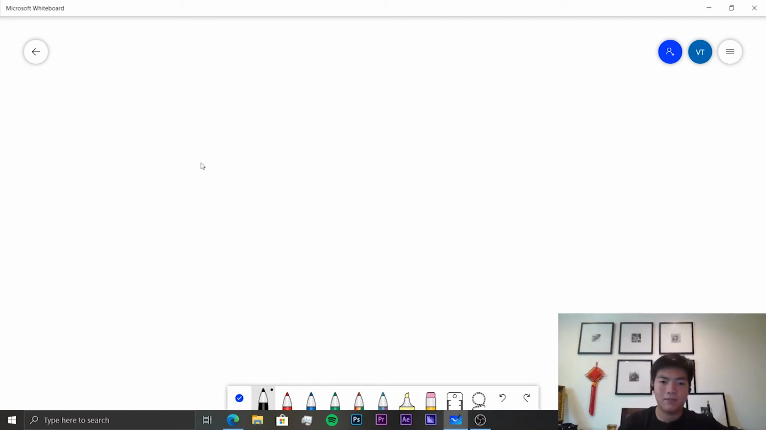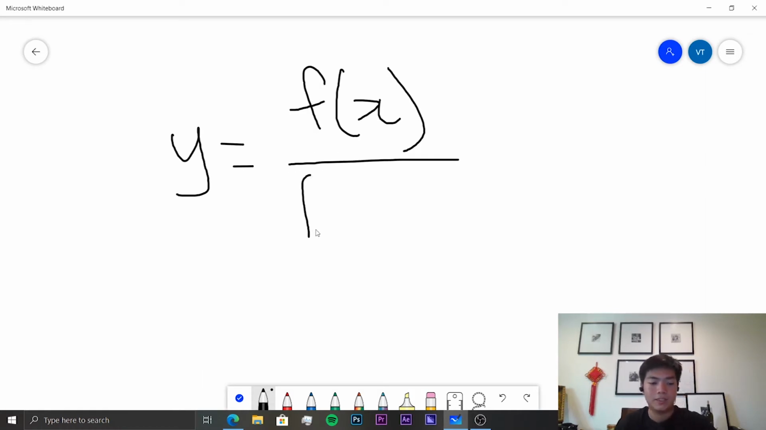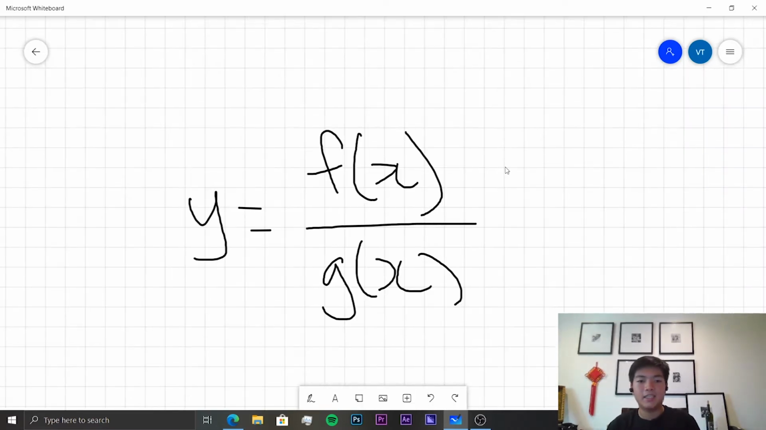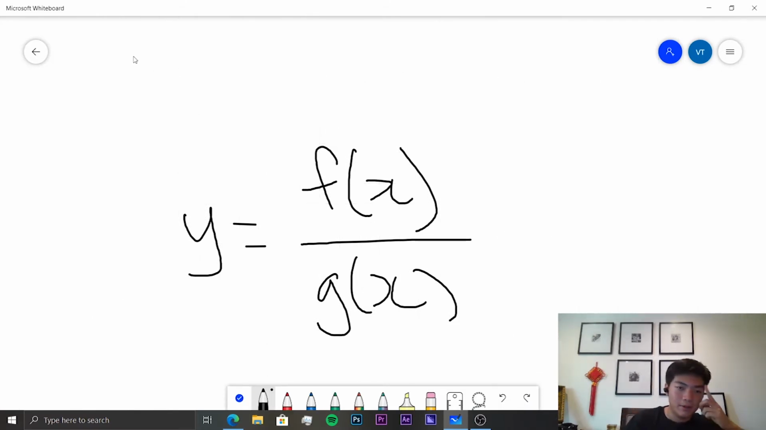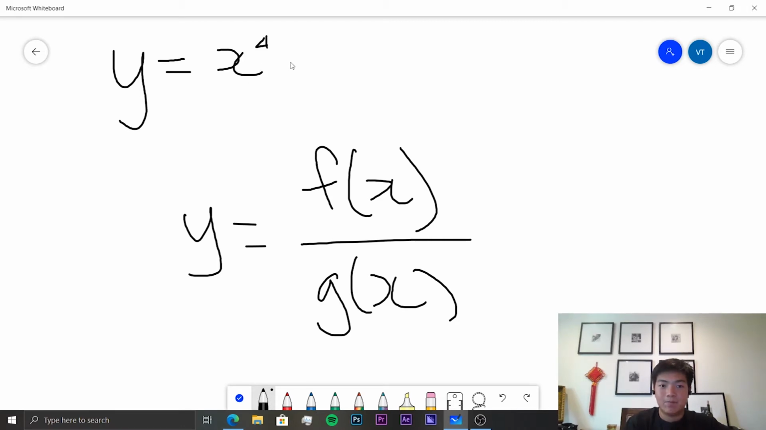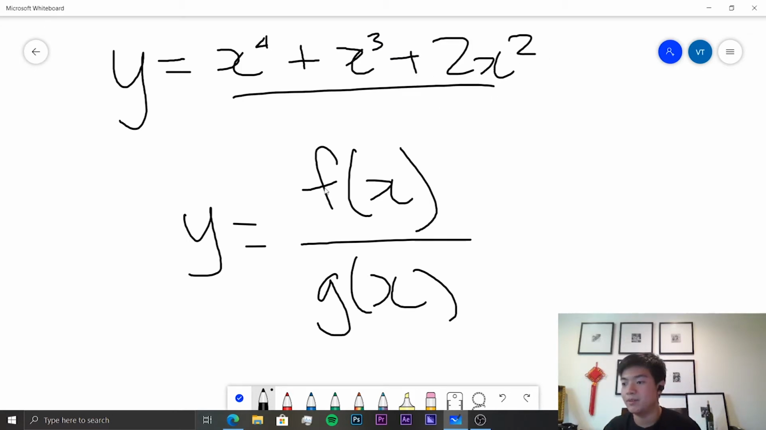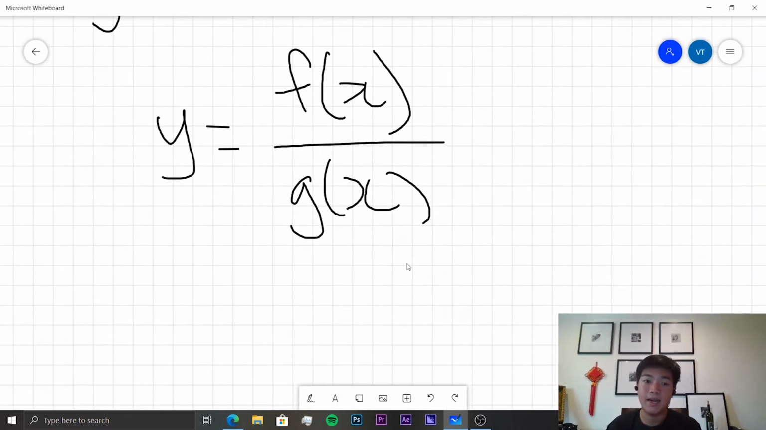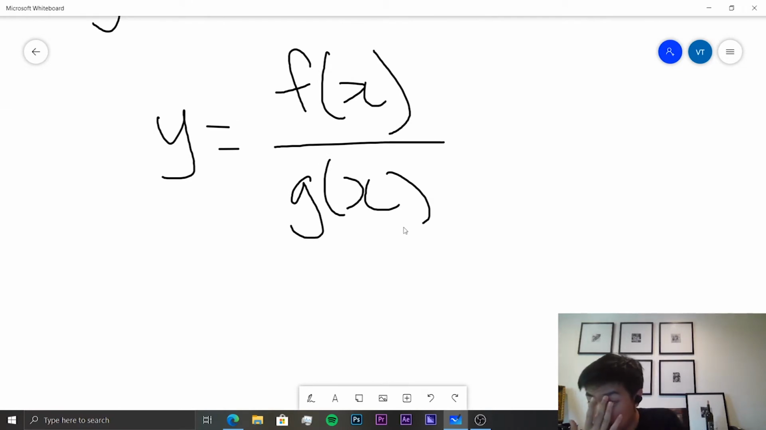So what is a rational function? A rational function is any function that can be expressed as the quotient of two polynomial functions. In case you don't know, what is a polynomial function? A polynomial function is simply a function that can be expressed as a bunch of powers of x added together. So something like this would be a polynomial function. So yeah, this is a rational function.